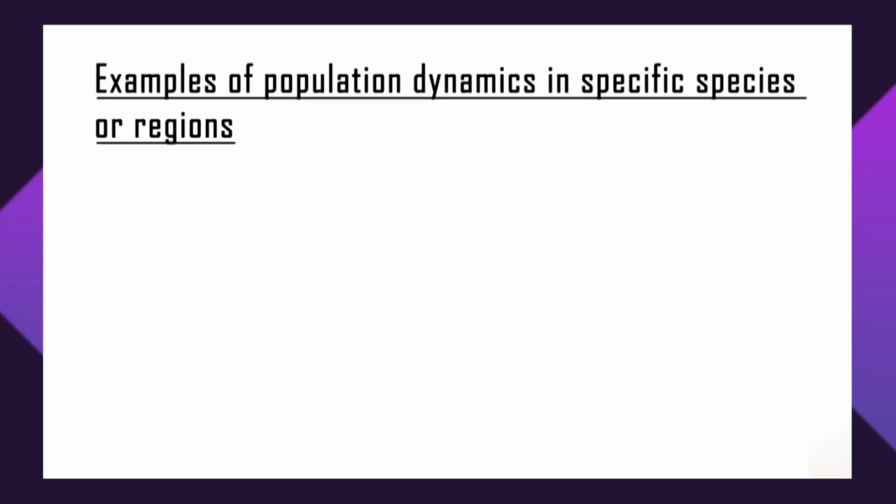So for the learners, we have included some case studies associated with population dynamics. In the first case study, I will talk about examples of population dynamics in specific species or regions. The first one is the African elephant population. Let me give a brief background of this particular case study.